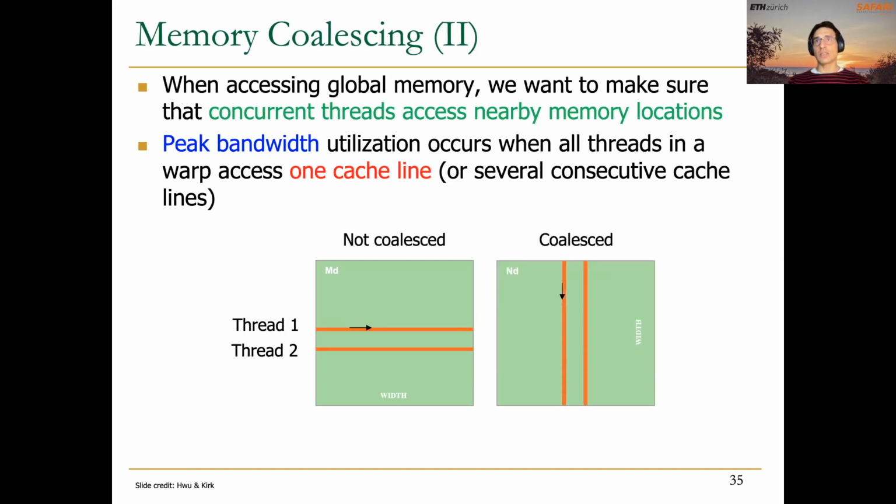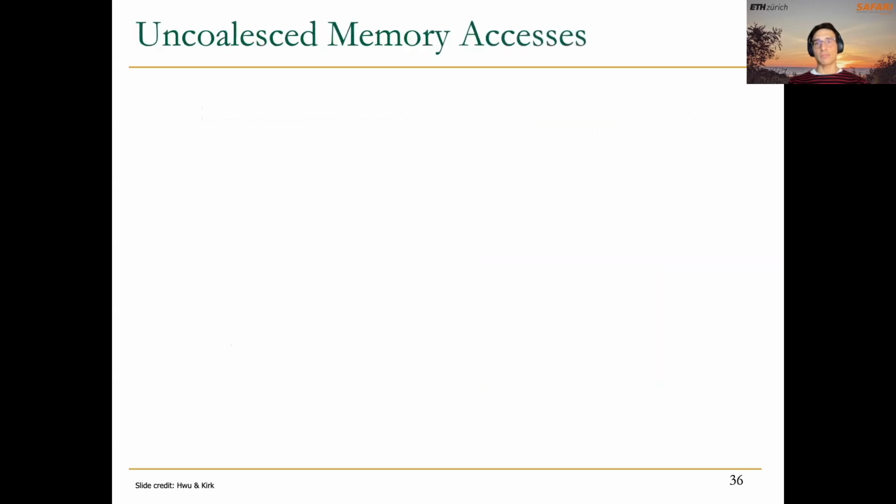However, in this case, we have thread 1 accessing here, thread 2 accessing here, and the first element that thread 1 accesses resides here, while the first element that thread 2 accesses resides here. So this means that they are in nearby memory locations. They likely belong to the same cache line. And what that means is that in one single access, one single DRAM transaction, we can access the data that both threads need. And that's a coalesced memory access.